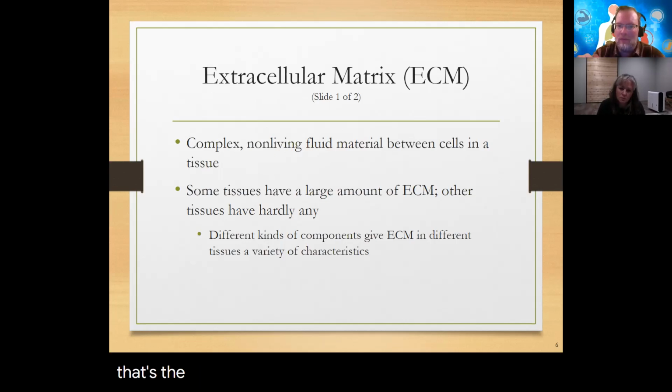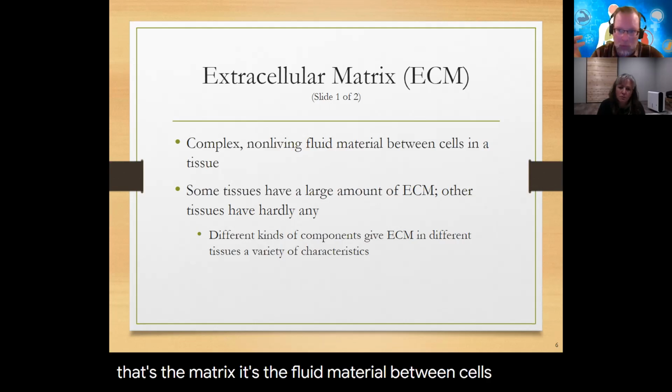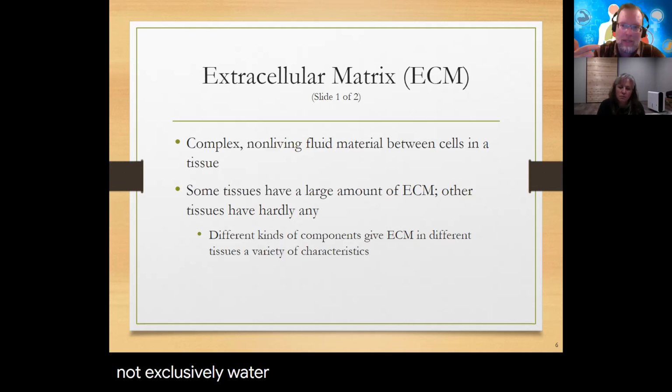It's the fluid material between cells. Now, it's not exclusively water. That's one part of that extracellular matrix. In fact, we call that extracellular fluid. The fluid part of the matrix has a specific name. We just call it extracellular fluid.